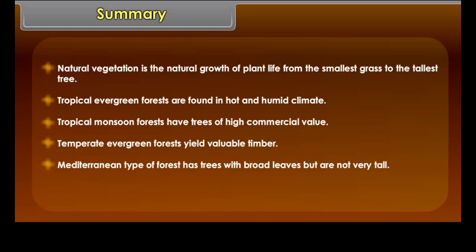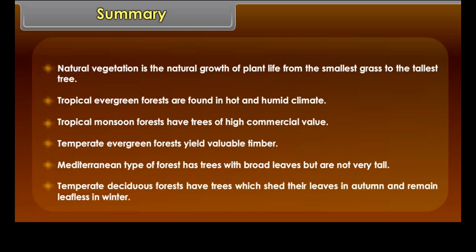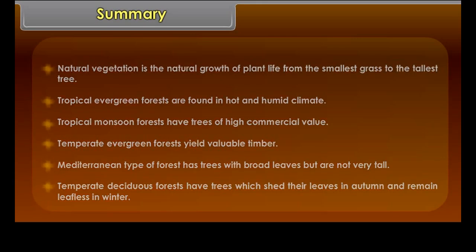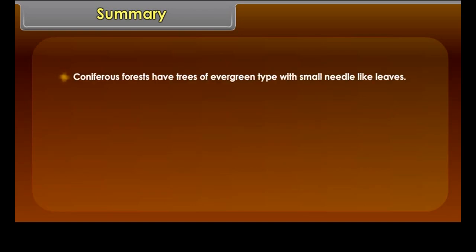Mediterranean type of forest has trees with broad leaves but are not very tall. Temperate deciduous forests have trees which shed their leaves in autumn and remain leafless in winter. Coniferous forests have trees of evergreen type with small needle-like leaves.